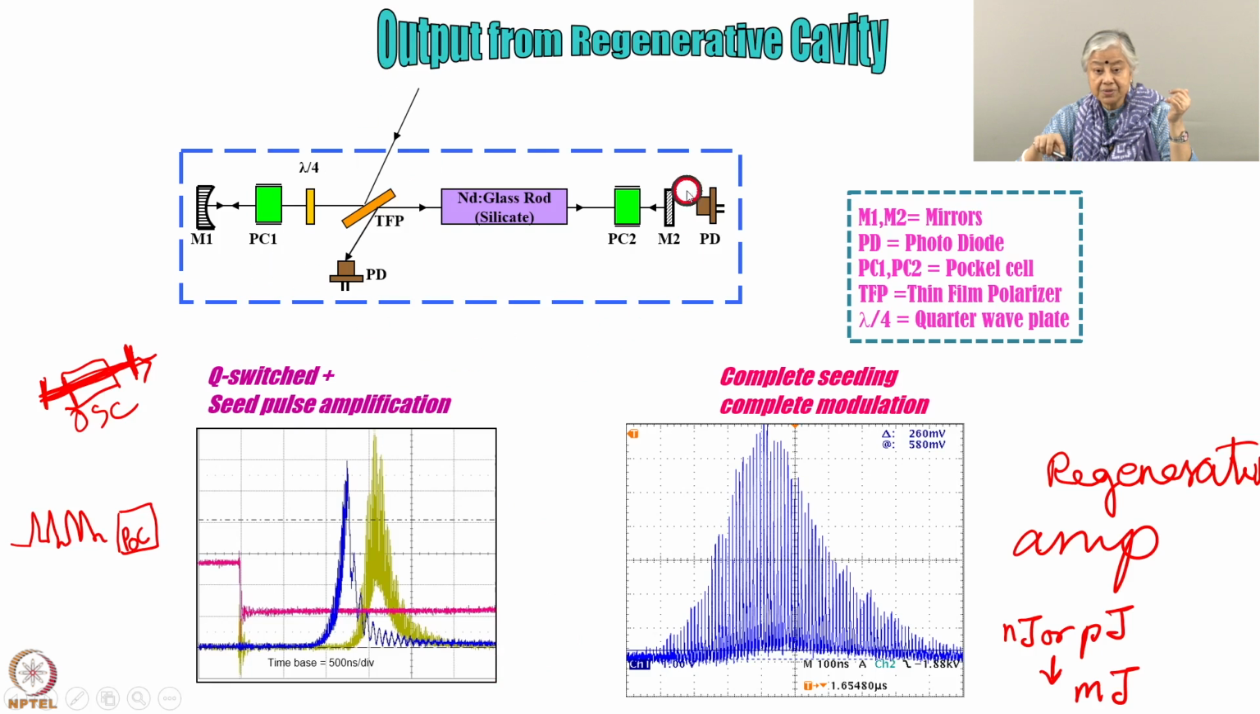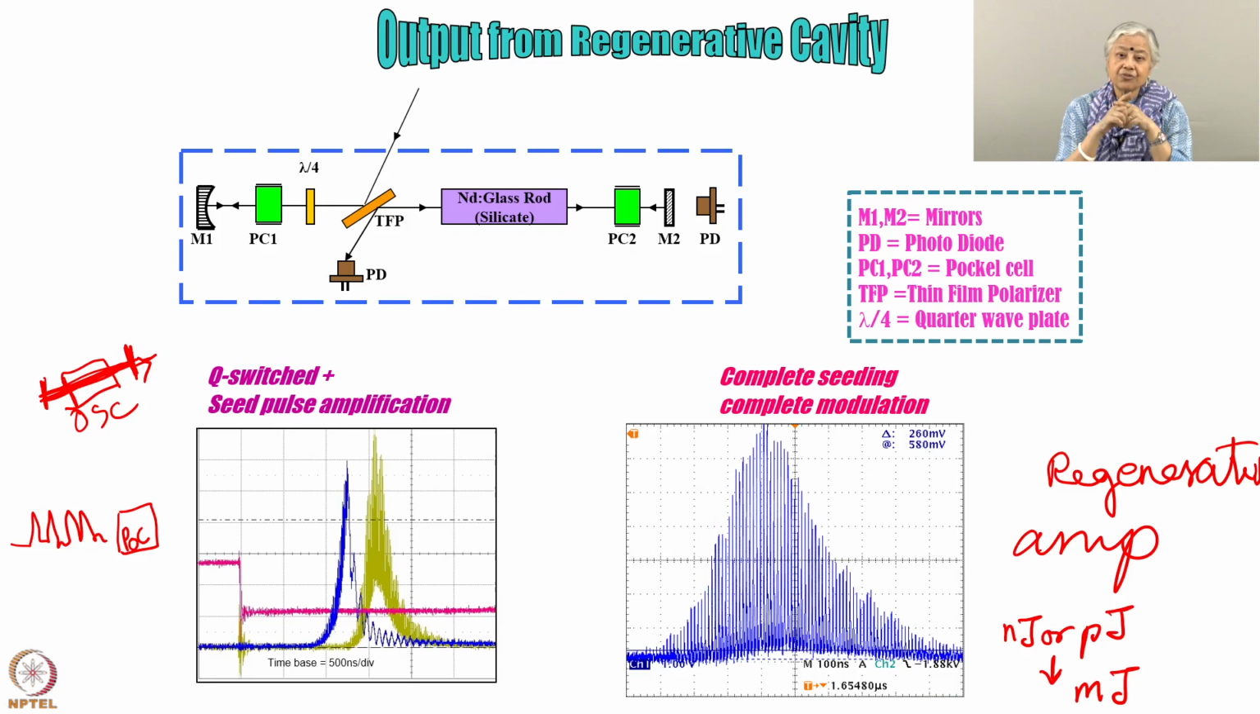This PC1 and PC2 injects the seed pulse, but it is also acting like a Q switch shutter. That is why you get a Q switched pulse plus the seed pulse, but what I desire is only the seed pulse. When this Q switched pulse is almost negligible, it is called complete seeding. So only my seed pulse has got amplified.